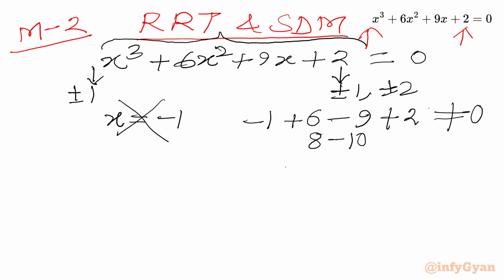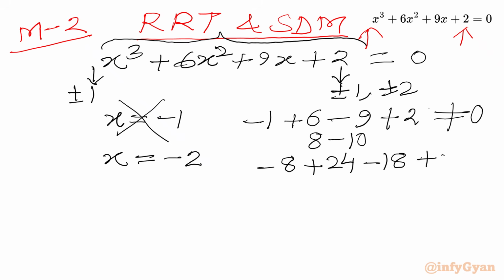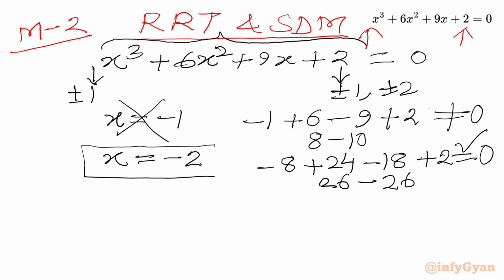X equal to minus 1 is rejected. Second choice is x equal to minus 2. Minus 2 cube is minus 8, 6 times minus 2 square is plus 24, 9 times minus 2 is minus 18, plus 2. This time we are getting 26 minus 26. So yes, x equal to minus 2 is our base solution for this cubic equation.